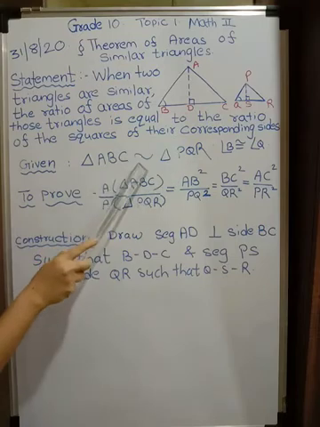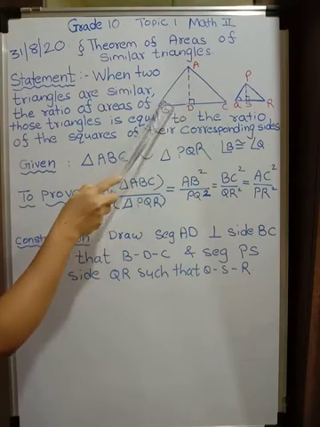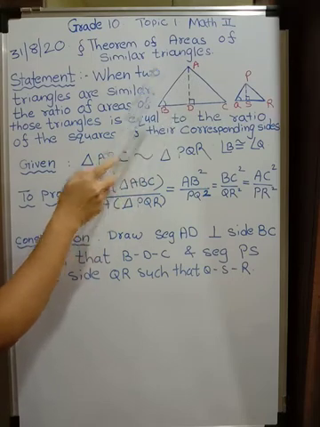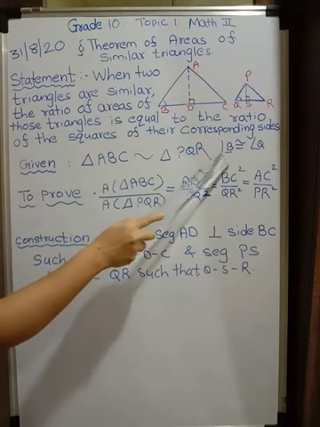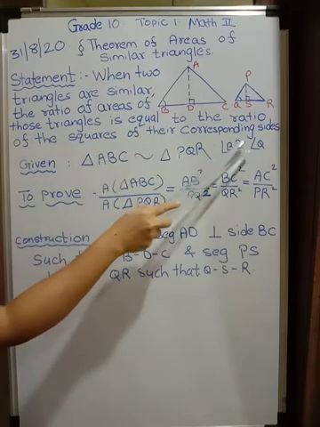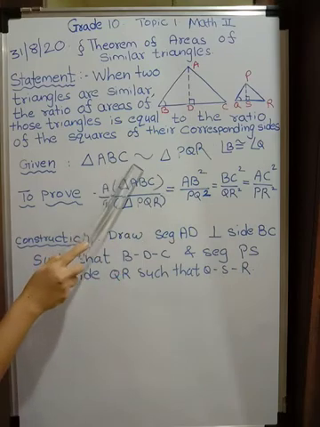Two triangles are similar is given. Now you know that if these two triangles are similar, their three angles of this triangle will be correspondingly equal to three angles of the other triangle. And therefore I have written angle B is congruent to angle Q because these two triangles are similar is given.